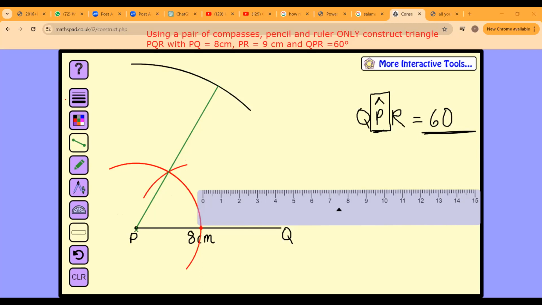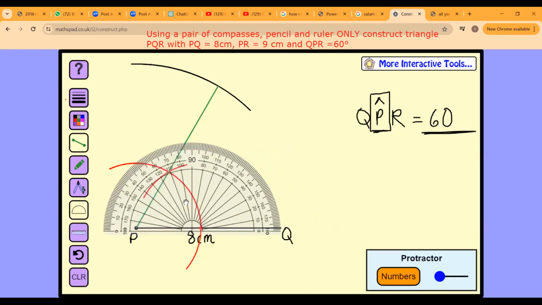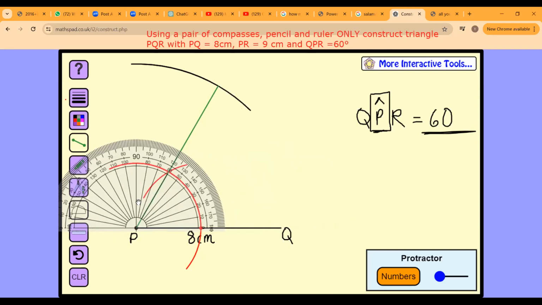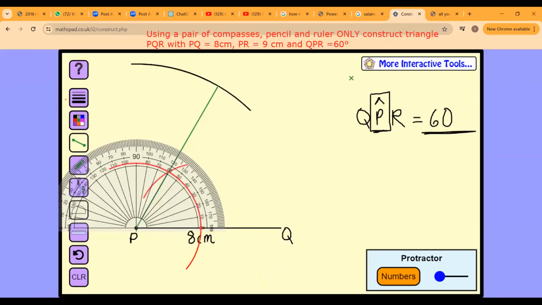And so we have P, and then we have this particular arc right here, and we draw the line straight through it. And so if we measure this, Samantha, what do you think we're going to get? Let me measure it. 60 degrees. It should be 60 degrees. And it is 60 degrees, just like the problem said, QPR should be 60 degrees, right?